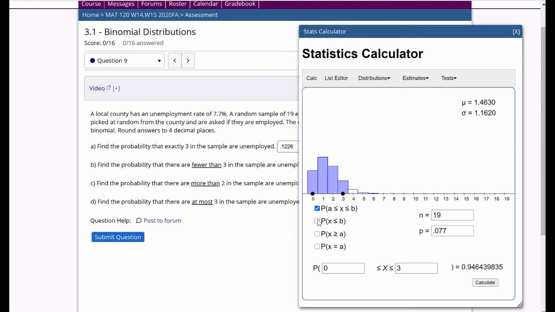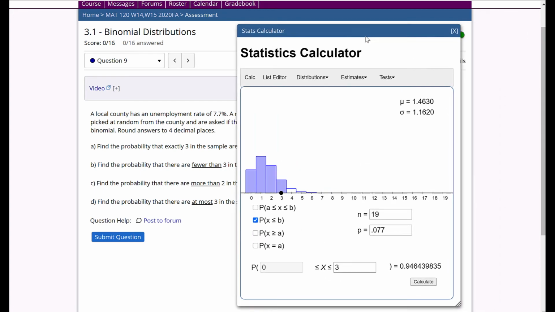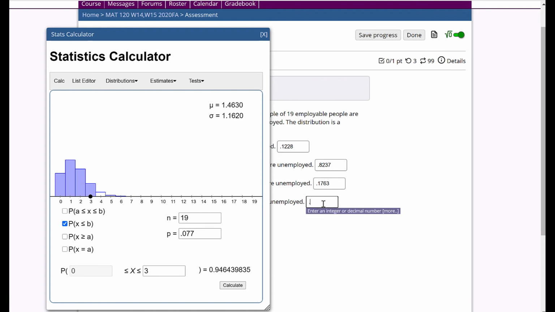Notice you could have gotten it in this mode as well. And basically it just turns off this box setting. You're always doing a between probability with the minimum as the bottom. So either way, 0.9464, that is the answer there.